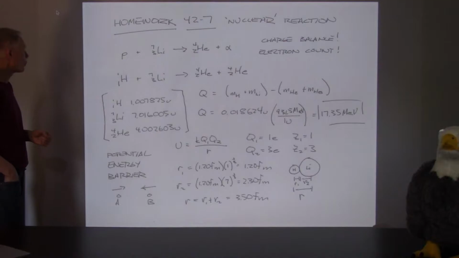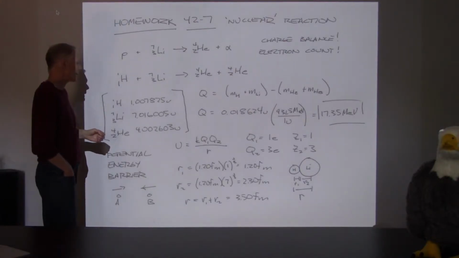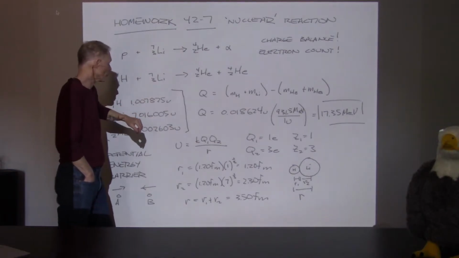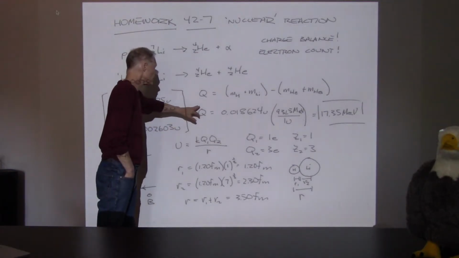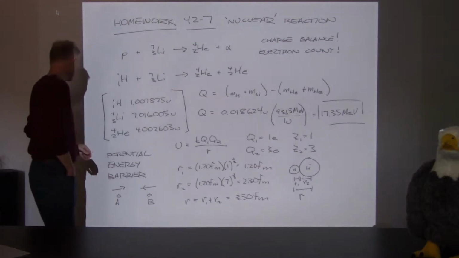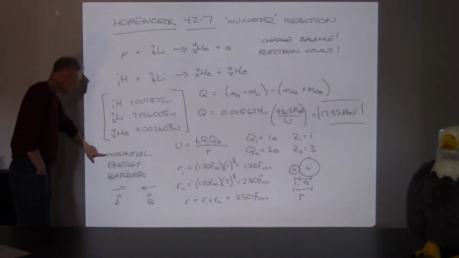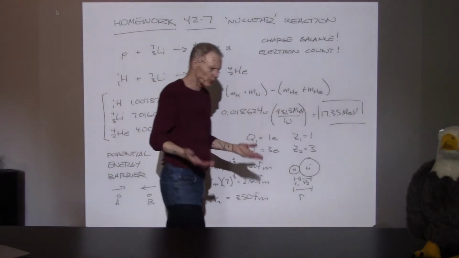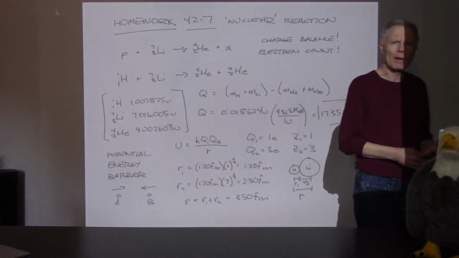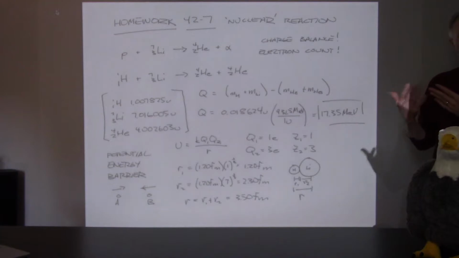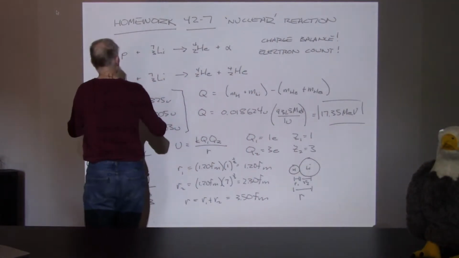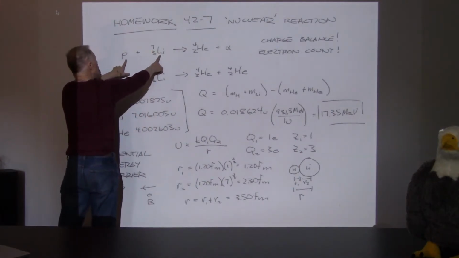Okay, so we'll leave it at that. That's a really high Q value for the reaction. Now, in addition to the Q value, which we calculated here, what we wanted to do was ask about the potential energy barrier. So how much of an electric repulsive force, there's going to be an electric force repelling these two nuclei from each other.